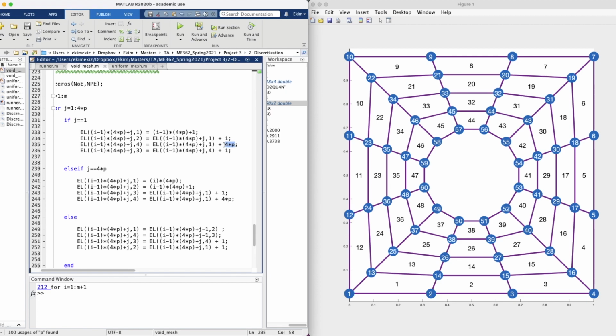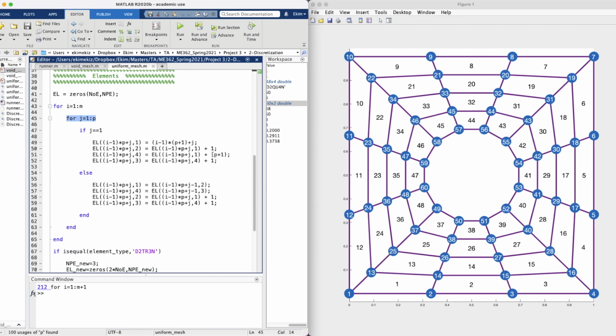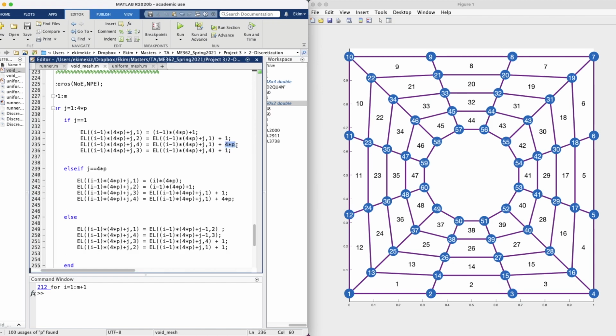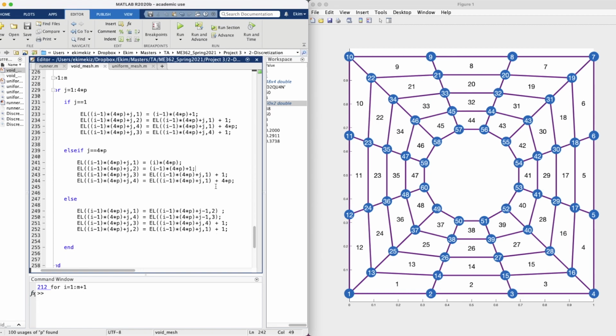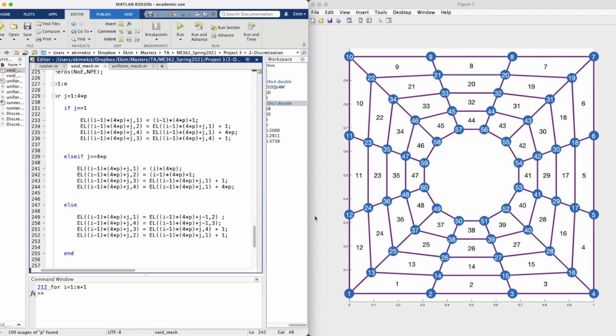This 4p used to be p plus 1 in the uniform mesh. It became 4p, right? And the reason is that normally if this were a uniform mesh, we would have 4p plus 1 nodes on every row. However, because our starting and ending nodes are the same, we have 4p nodes. So as I was saying, I times 4p is the end of our first row, or the ith row we're looking at.